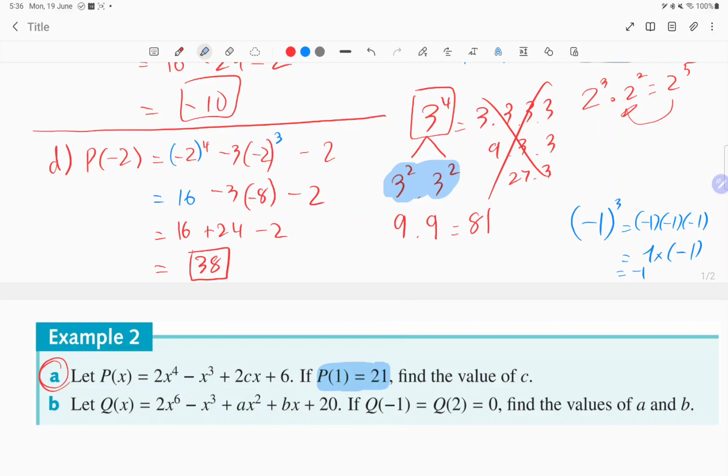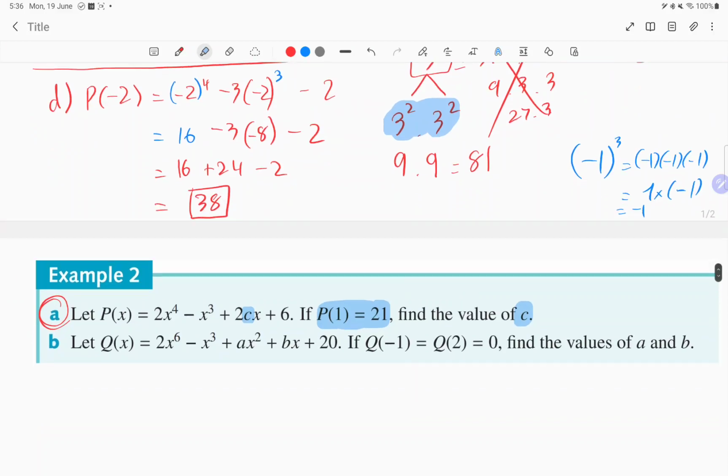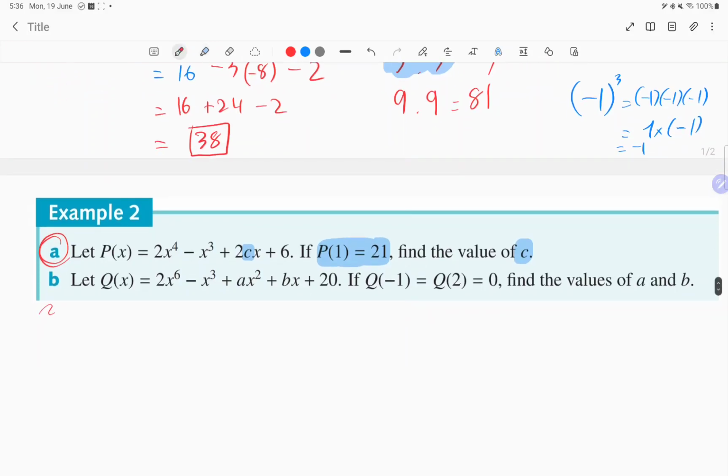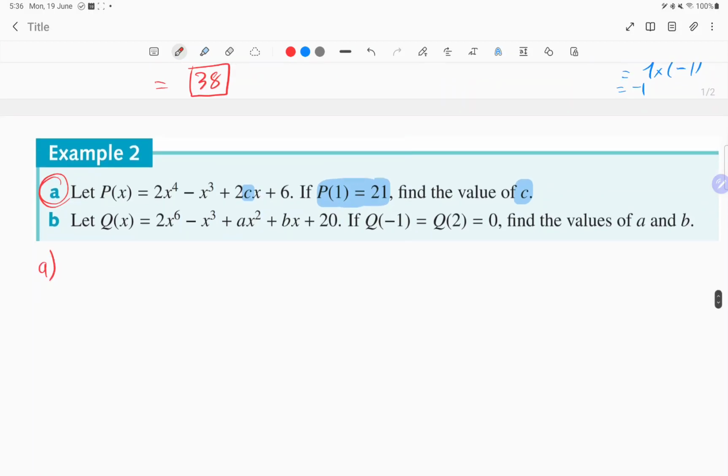They're not asking what the value is. They give you what the value is. They ask for something else. They ask for C. They're not asking for X, they're asking for C, an unknown constant in here. C stands for constant most of the time. Sometimes they'll use A and B for constants as well. So in this question, what they're asking you to find is not the value of the polynomial when X is a certain value. Unlike the previous question, they're asking you to find the constant inside the whole polynomial.